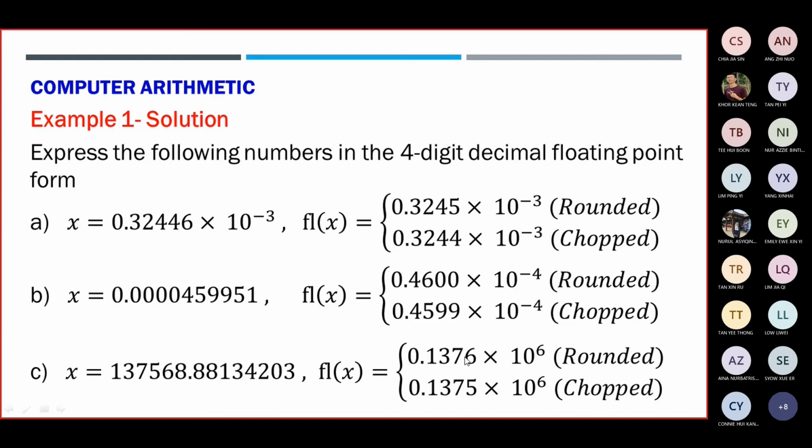But when looking at the chopped numbers, even though there is a 6 here, it is read as 1375 because these remaining digits will not be counted. It is recorded as the lower number, and chopping always counts the lowest numbers. So it becomes 0.1375 times 10 to the power of 6.